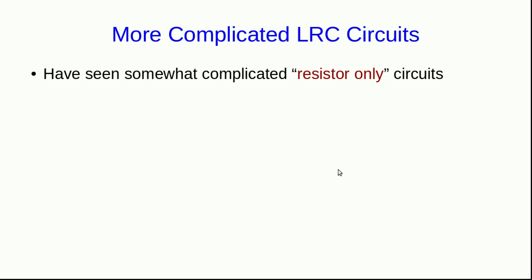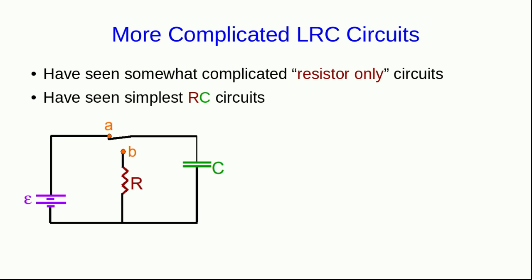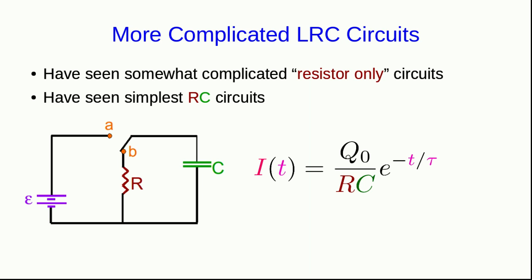We've spent a fair bit of time on resistor-only circuits, simple ones, and last video lecture, more complicated ones like this or this. And we've also seen the simplest RC circuits, circuits with resistors and capacitors. So for example, here we know that if the switch has been in position A for a while, the capacitor is charged, and when we flick it to B, there is a current that is an exponential decay with a time constant we know how to find.